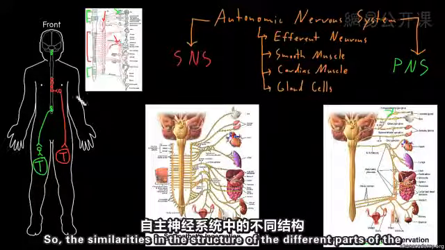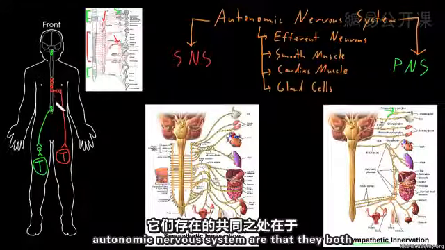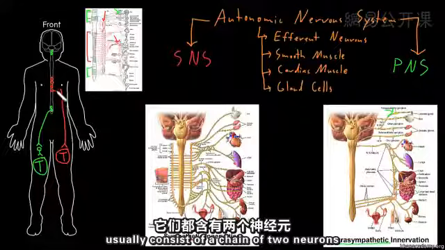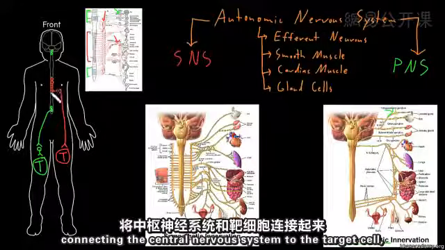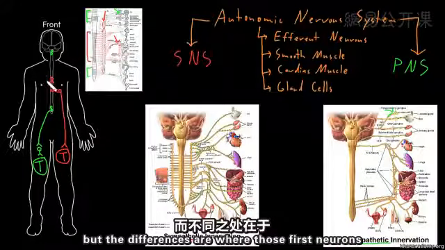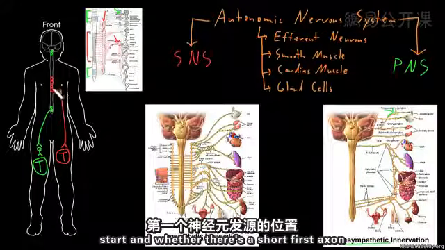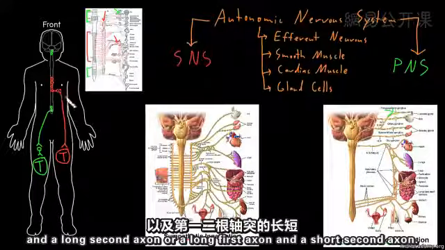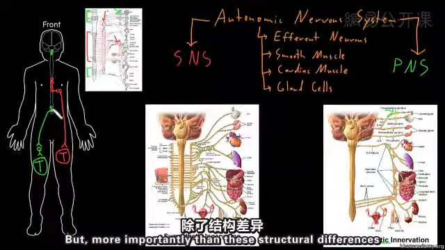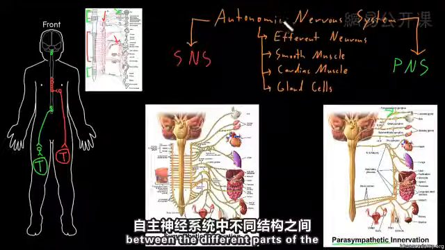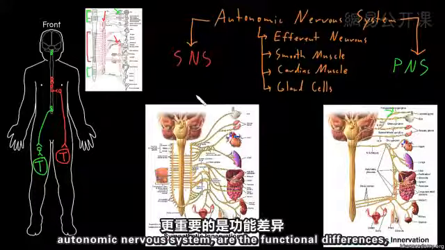So the similarities in the structure of the different parts of the autonomic nervous system are that they both usually consist of a chain of two neurons connecting the central nervous system to the target cell, but the differences are where those first neurons start and whether there's a short first axon and a long second axon, or a long first axon and a short second axon. But more importantly than these structural differences between the different parts of the autonomic nervous system are the functional differences.